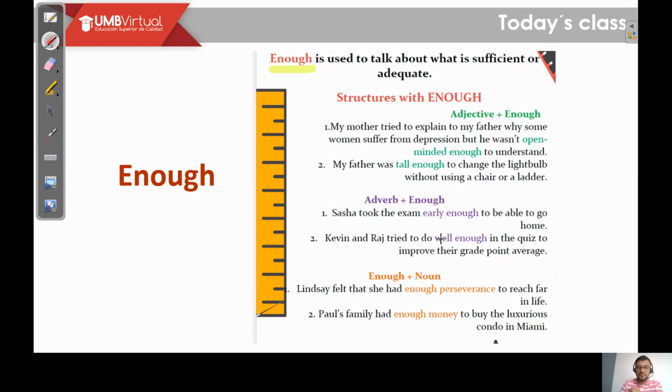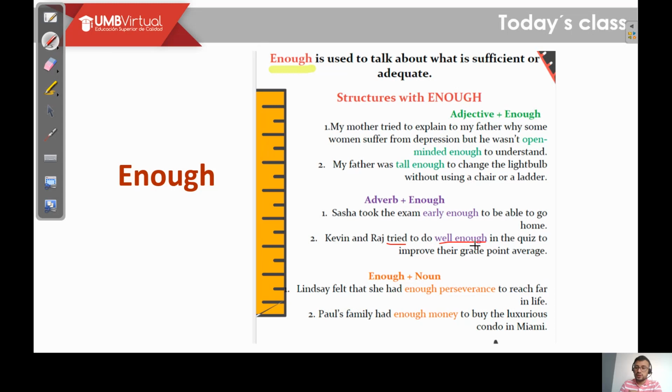In this other example, Kevin and Rush tried to do well enough in the quiz. Well enough in the quiz. What well? Tried. Tried is going to be affected directly by this enough. Well enough, adverb.